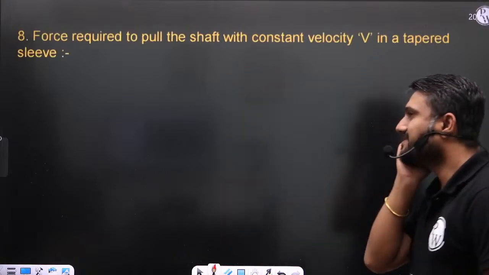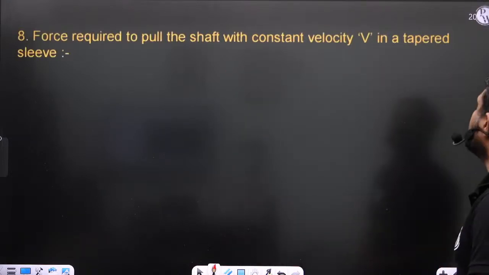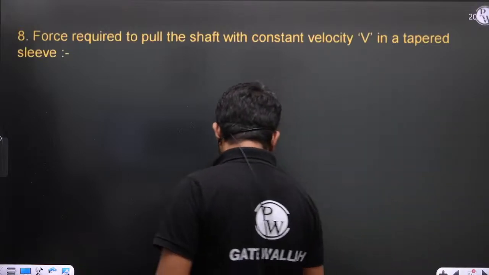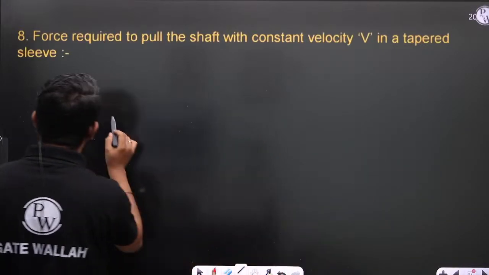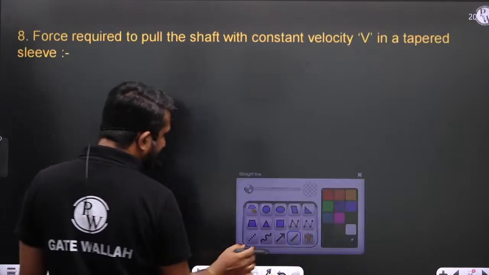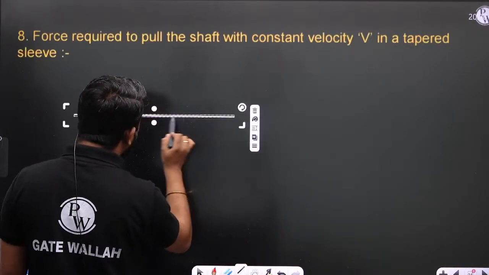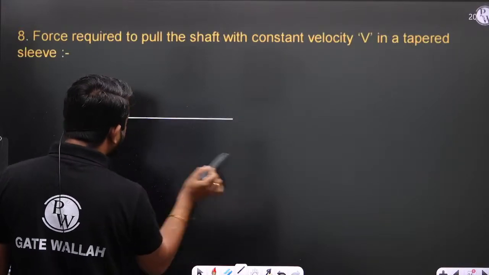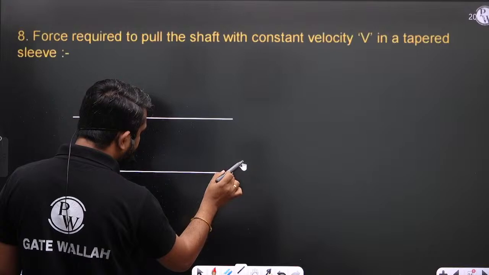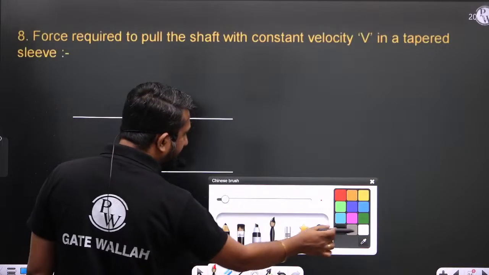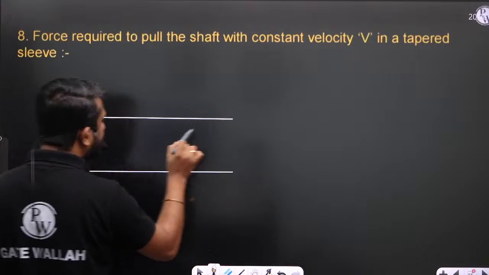So next case number 8, force required to pull the shaft with constant velocity v in a tapered sleeve. In a tapered sleeve means, see, beta, this is the shaft. This is your homework question. Try this question. This is the shaft.